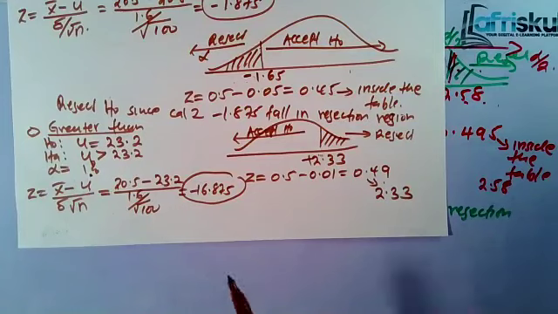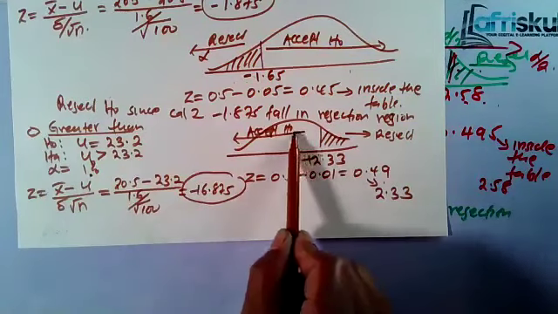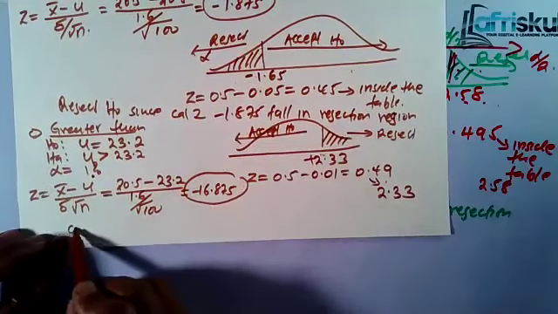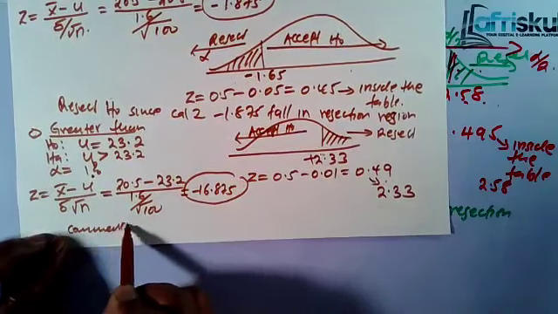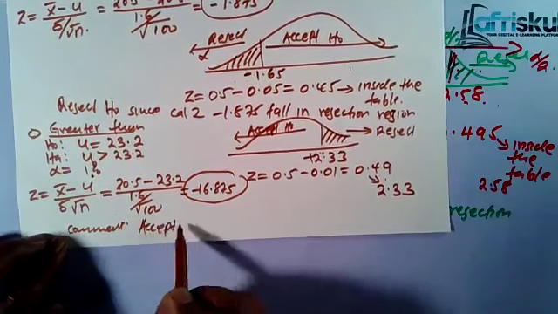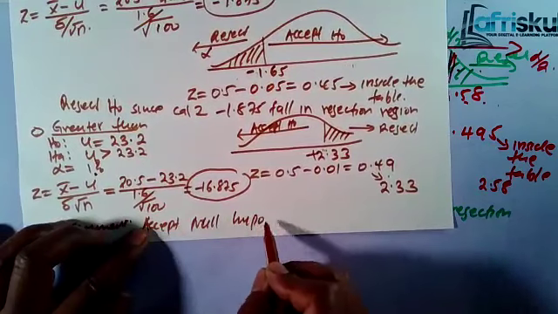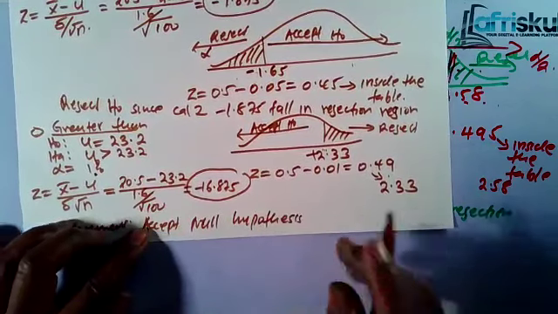Yeah, in this case, we should accept. On a negative 16, iko huku. Yeah, so that means comment. So accept null hypothesis.